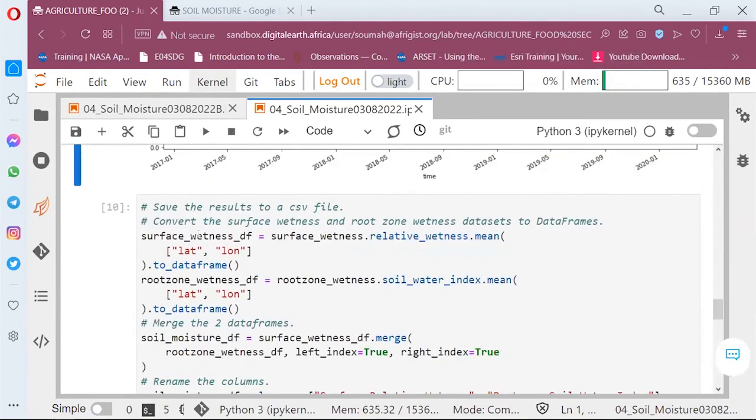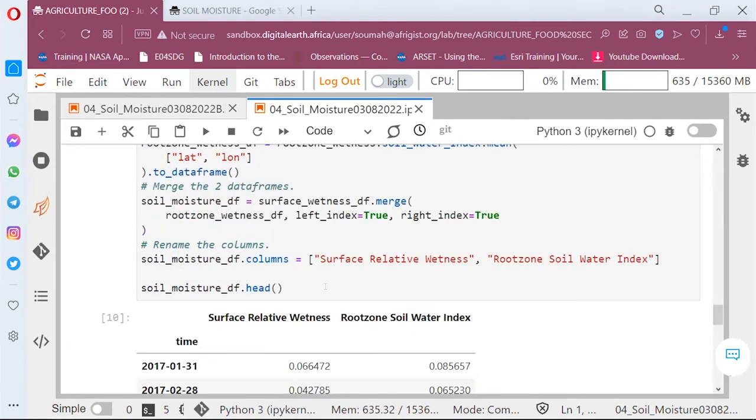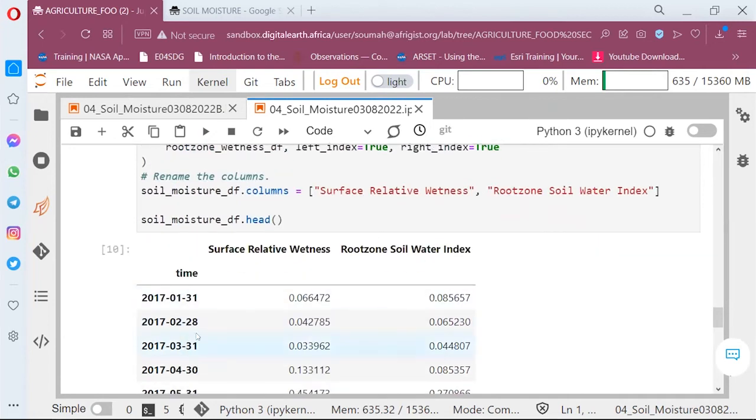So now we will save our results as a CSV file, and we convert the surface wetness and the root zone wetness datasets to data frames. We write surface wetness DF equal to surface wetness dot relative wetness dot mean lat lon dot to data frame, we define the lat lon, and we plot it. The table we have as CSV is titled surface relative wetness and root zone soil water index. So you have the time, the relative wetness, and the soil water index for the root zone.